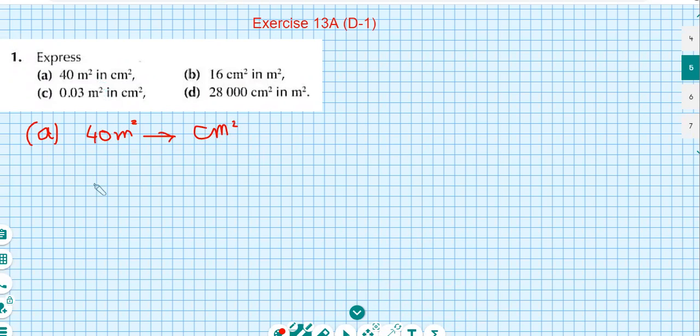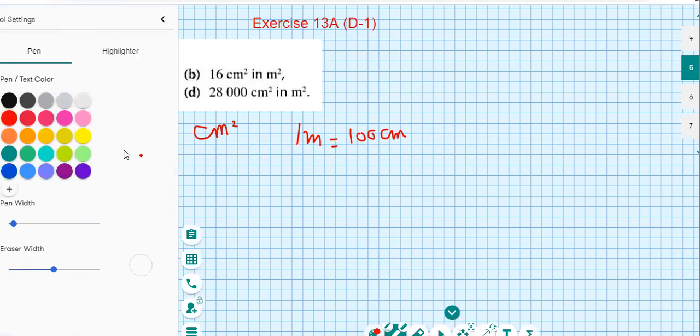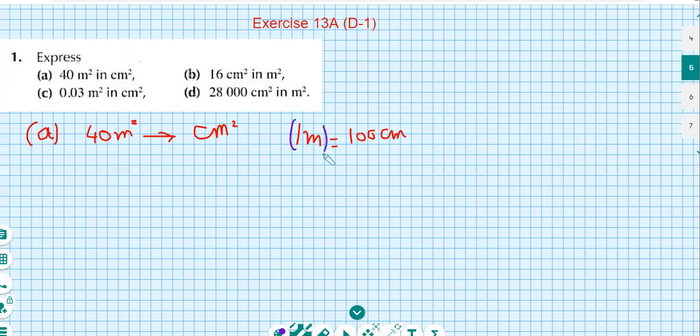conversion of units. So first of all, we have to see what is meter. 1 meter is equal to 100 centimeter, and this is actually meter square, so we are taking a square of both sides. So 1 square is 1, m square is m square. 1 meter square is equal to 100 square, which is 100 multiplied by 100 gives you 10,000. So centimeter square is centimeter square. So it means 1 meter square is equal to 10,000 centimeter square.